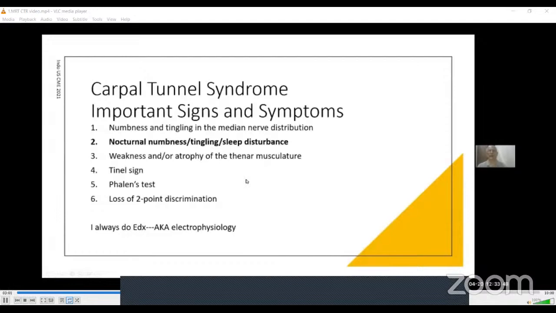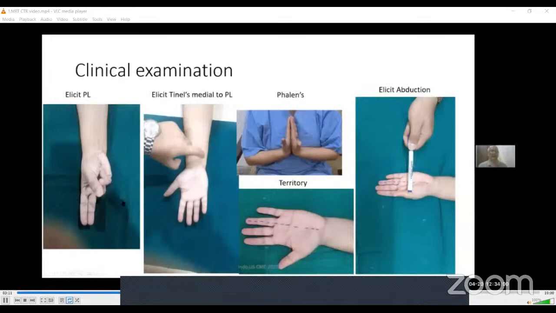This is the clinical examination. First is to elicit the palmaris longus with the two-finger method or any other method you like. Then to elicit the Tinel's sign medial to the palmaris longus. Also to test the sensation in the median territory. So this is the line which divides the ulnar territory on this side, ulnar half of the ring and the little finger, and the median territory on this side.